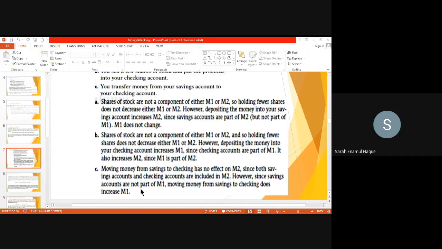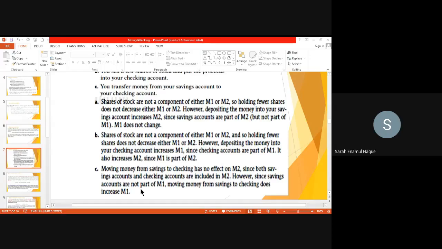So here try to understand. You have some money in your savings deposit. You're moving that money to your checking account or your current account, same thing. So what will happen here is your M1 will increase, because remember, savings deposit is not considered in M1. It's considered in M2. But you are changing that and bringing it to your current account. So your M1 will increase.